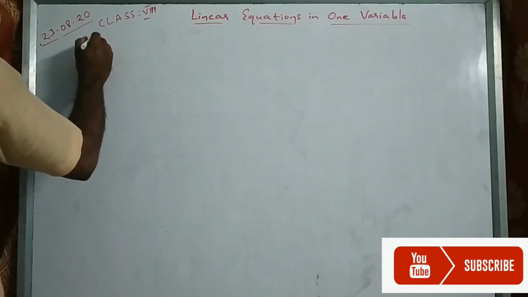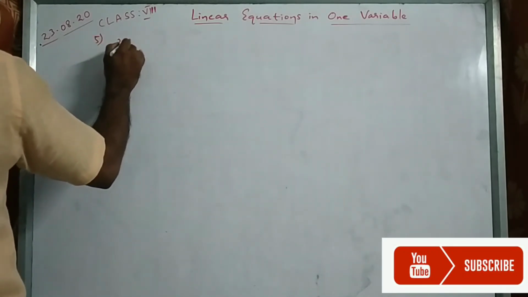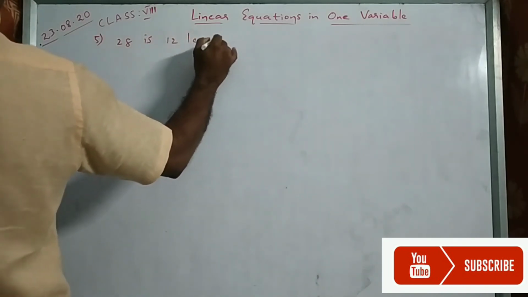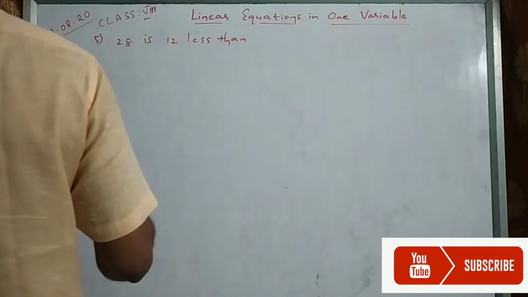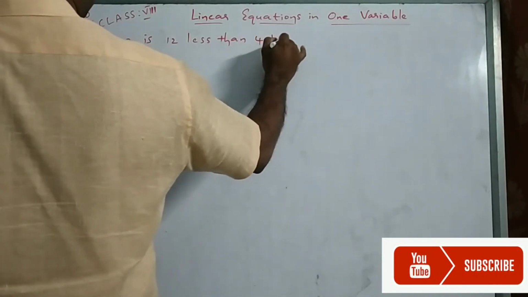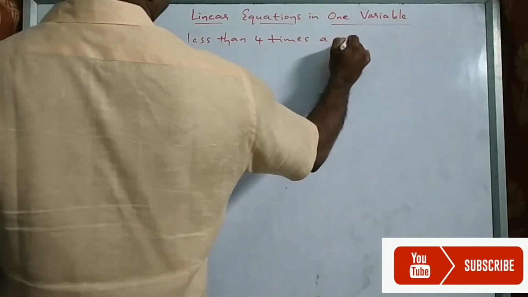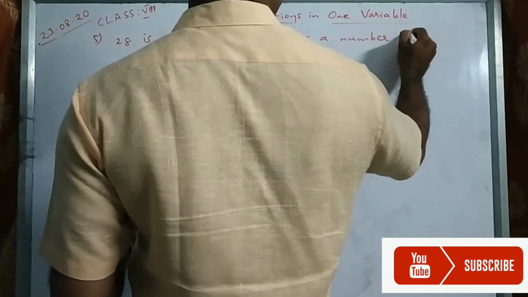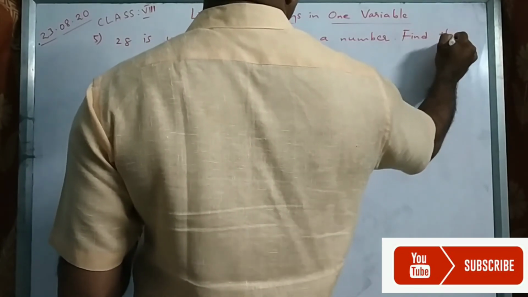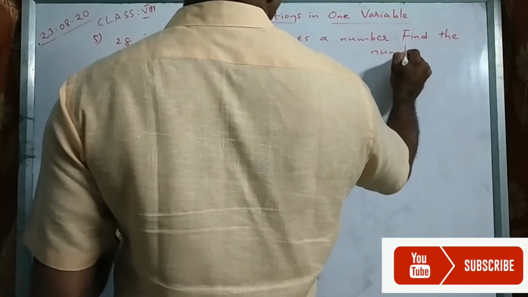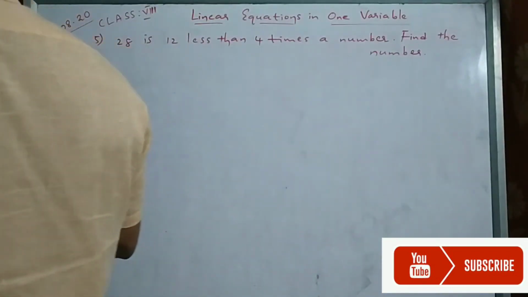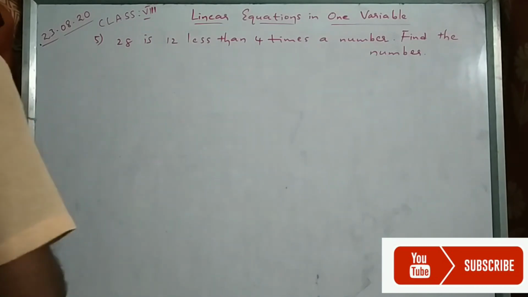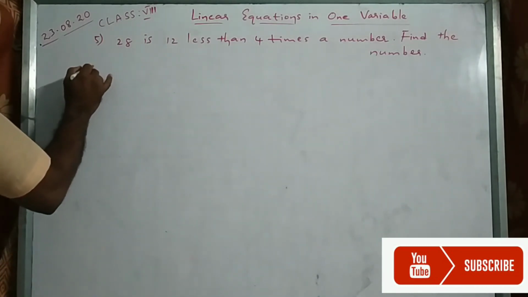Fifth one: 28 is 12 less than 4 times a number. Find the number. So we will see the solution here.